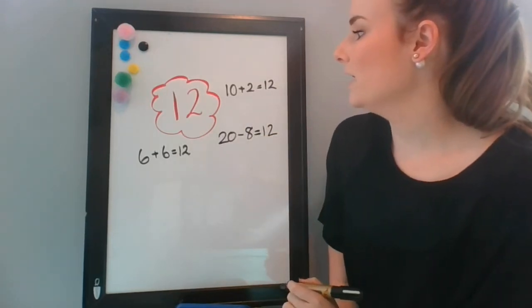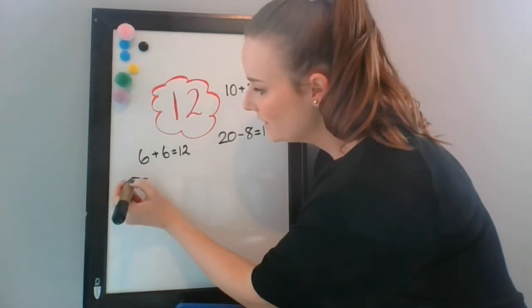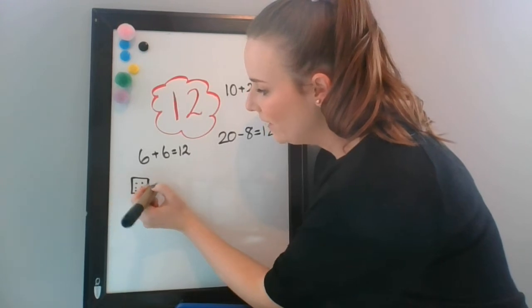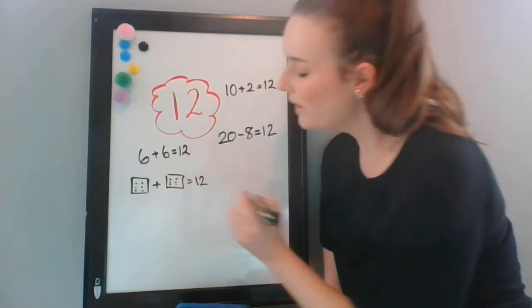You might like to draw your number, so if I'm doing 6 and 6, I might like to say, okay, if I had a dice, I would have 6 plus 6, and that equals 12.